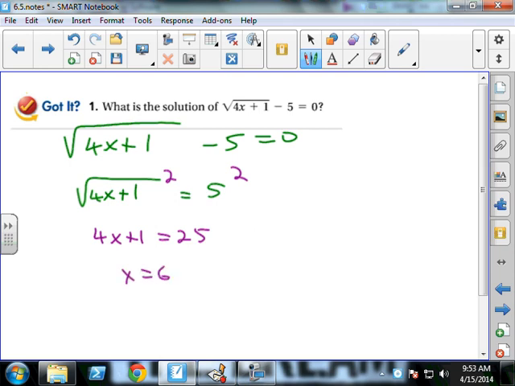And if I plug 6 in, 4 times 6 is 24. 24 plus 1 is 25. The square root of 25 is 5. 5 minus 5 is 0, and it's all good. So 6 is the one unique solution to that. Again, if you don't know where I got 6 from that linear equation, at this point in time, I'm not going to show all those intermediate steps. You should be able to solve that linear equation pretty handily.